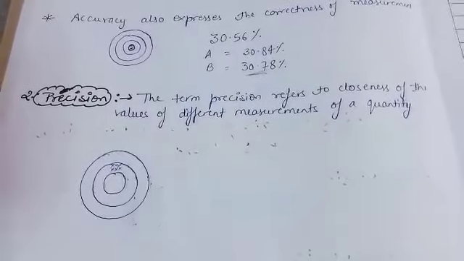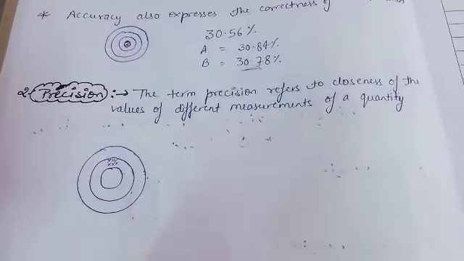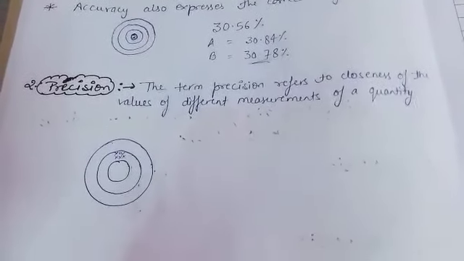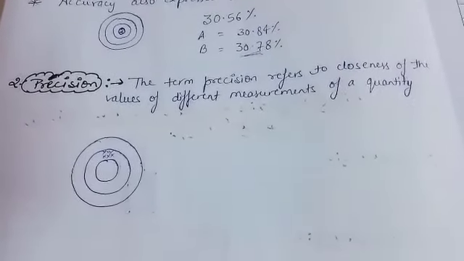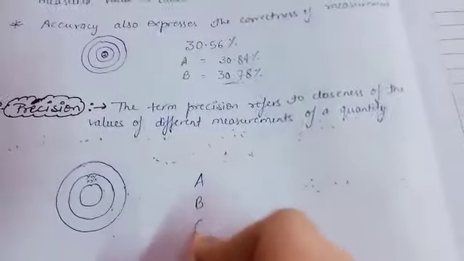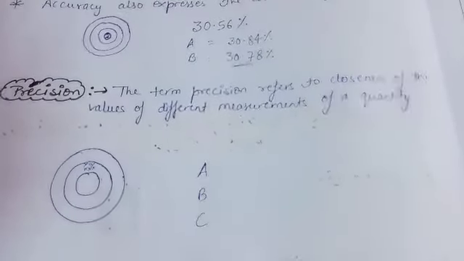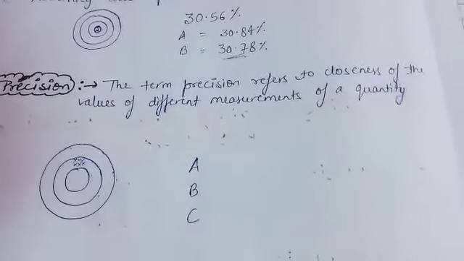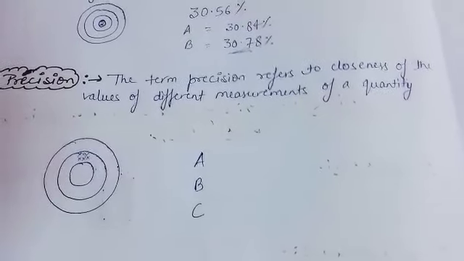If I explain in terms of numbers, suppose there are 3 students, A, B, C. We take 3 students, A, B, C, who were asked to weigh a metal coin.